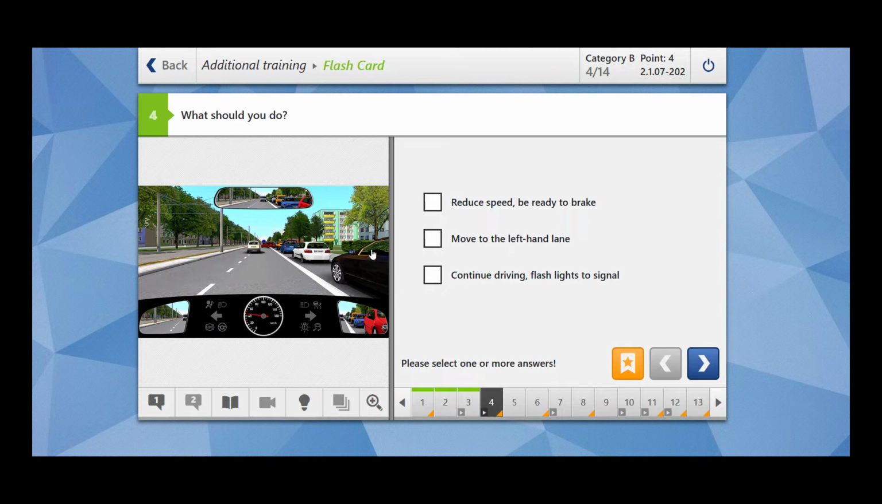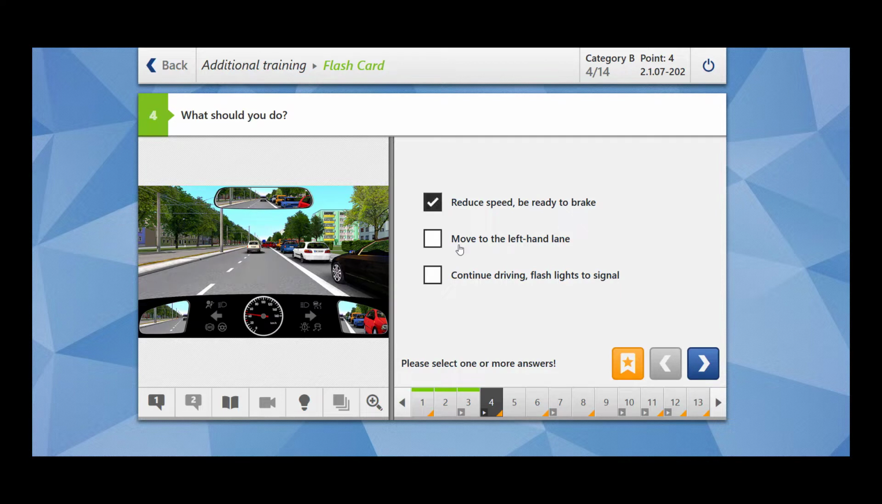So what should you do now ideally? Ideally, you should reduce your speed and be ready to brake because this vehicle is already changing the lane, and this red car may take some time for parking, and on your left hand side there is a motorcyclist coming. Reduce speed, be ready to brake.